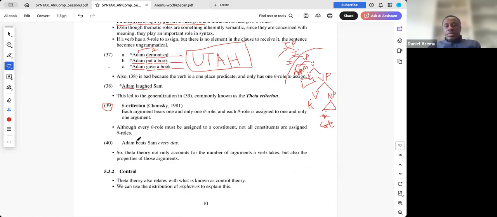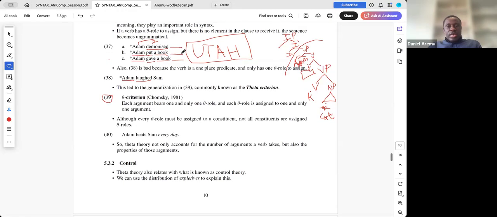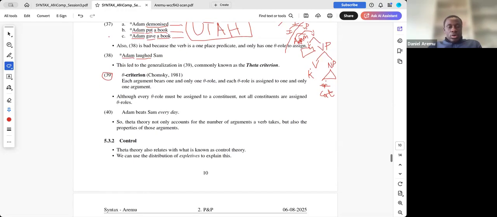So the theta criterion, again, remember, it says each argument must bear what? One theta role. So you cannot assign two theta roles to an argument, and a theta role can only be assigned to one argument and one argument alone. So just like demonized: demonized cannot assign both of the theta roles that it has to Adam, but it needs another argument to take the second theta role. All right.